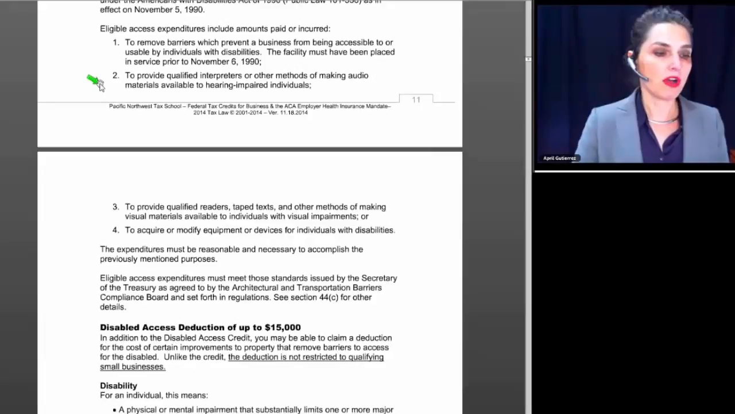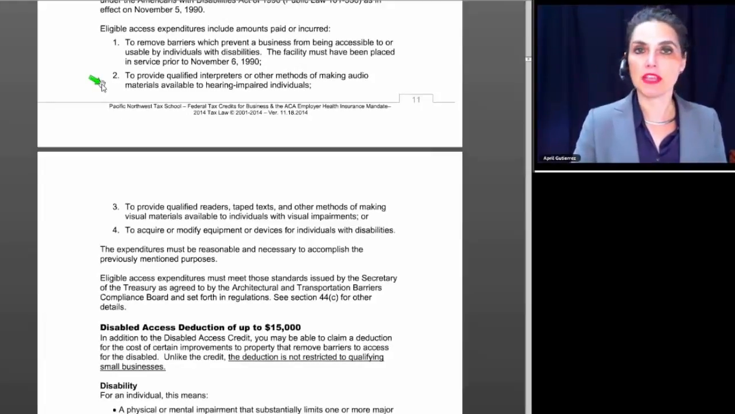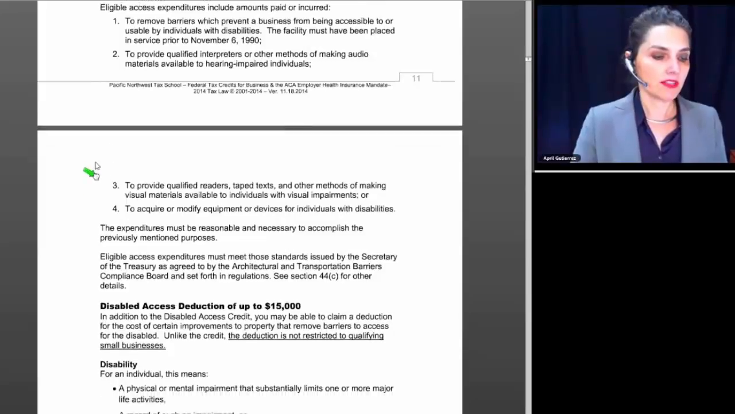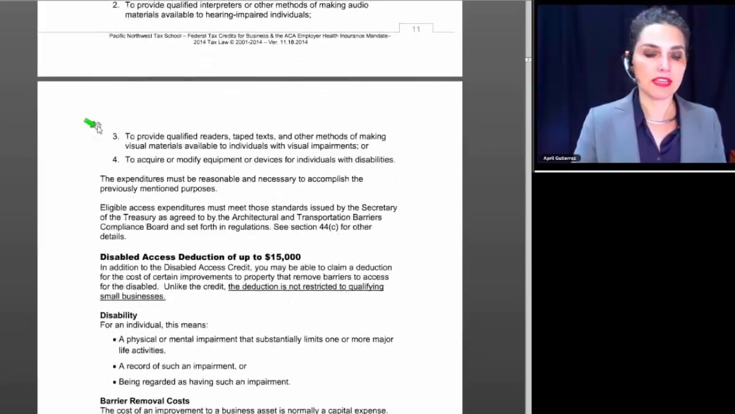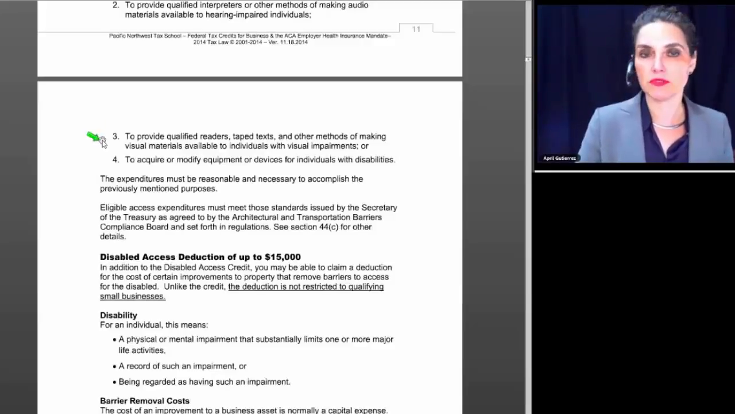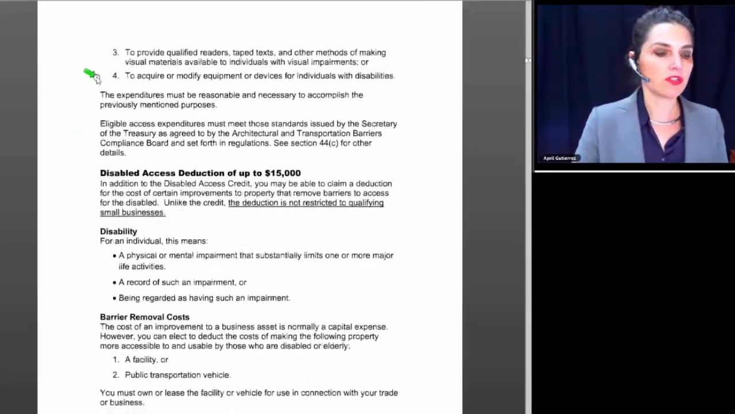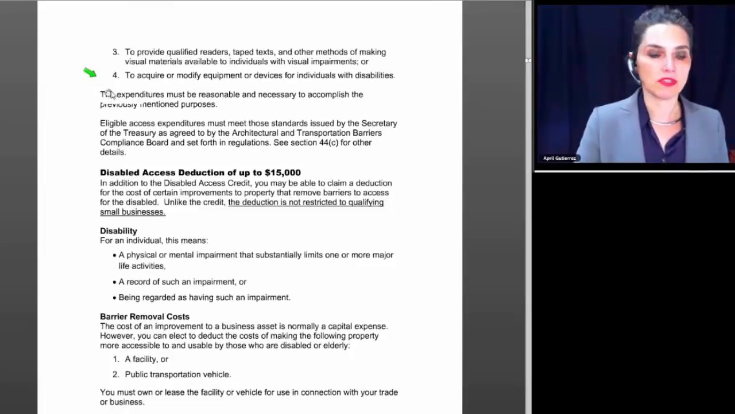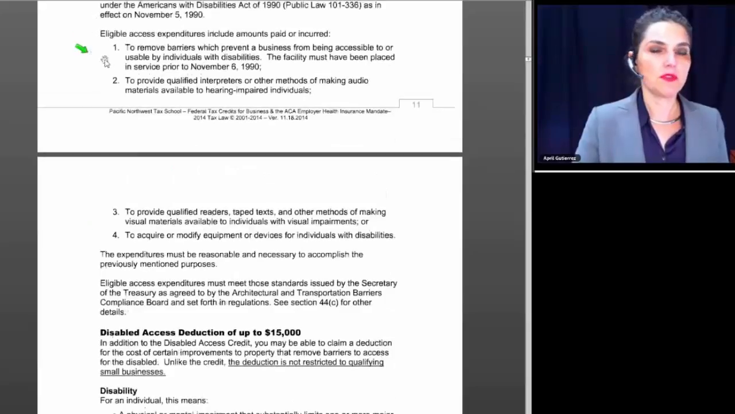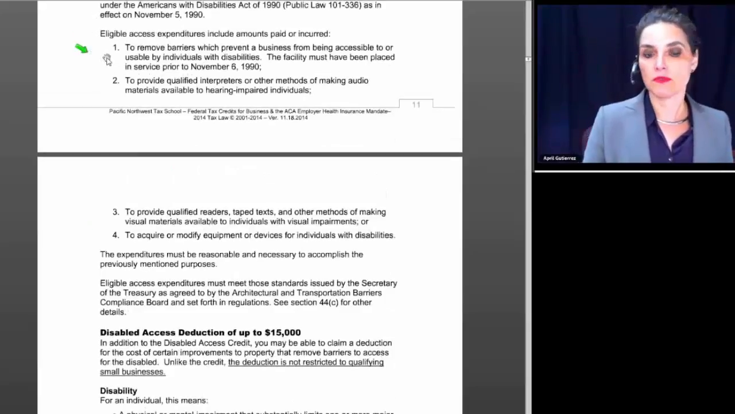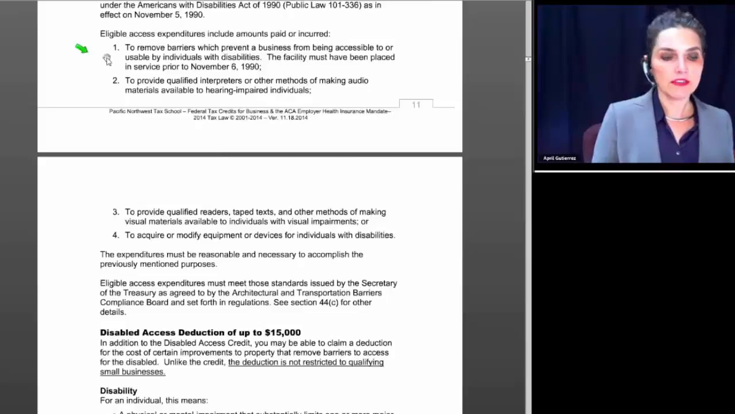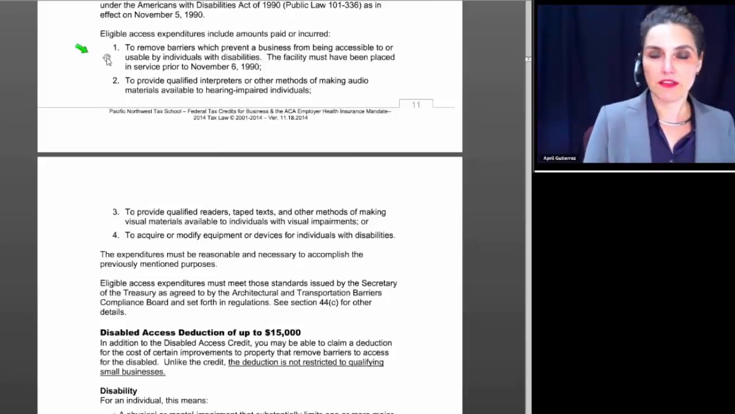Number 2, to provide qualified interpreters or other methods of making audio materials available to hearing impaired individuals. Also, to provide qualified readers, tape texts, and other methods of making visual materials available to individuals who have visual impairments, or to acquire or modify equipment or devices for individuals with disabilities. So in other words, if you are spending money to equip your building or equipment to accommodate people with disabilities, you may qualify for the credit.